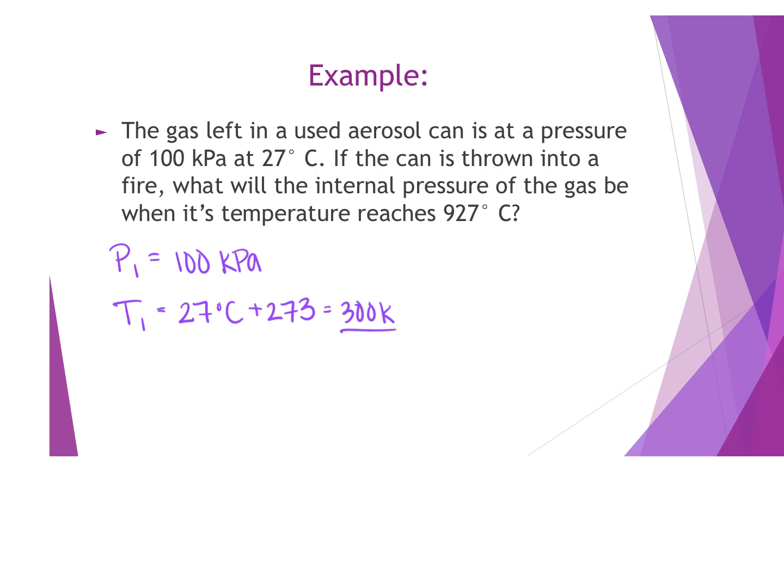What's the next number you see? 927 degrees Celsius. So what is that? T2. Okay, so T2 is 927 degrees Celsius. And what are you immediately going to do with that unit? Turn it to Kelvin. Okay, turn it to Kelvin. So what are we getting for T2? 1,200. All right, and then what are we solving for? P2. Okay, P2, question mark.